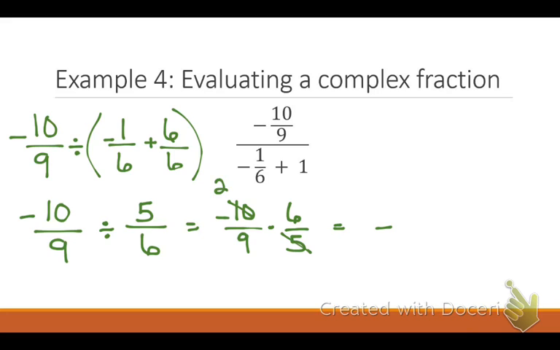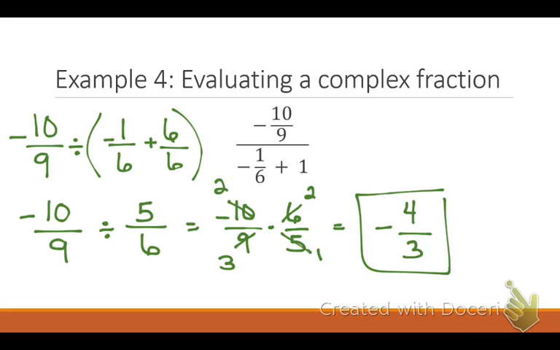Now just reduce. Okay, this reduces to a 2 and a 3, and you get negative 4/3. You can leave it improper as long as it is reduced. Can you reduce 4 and 3 anymore? No, you can make it negative 1 1/3. That would be okay, but you don't have to. 4/3 is completely reduced. That's your final answer.